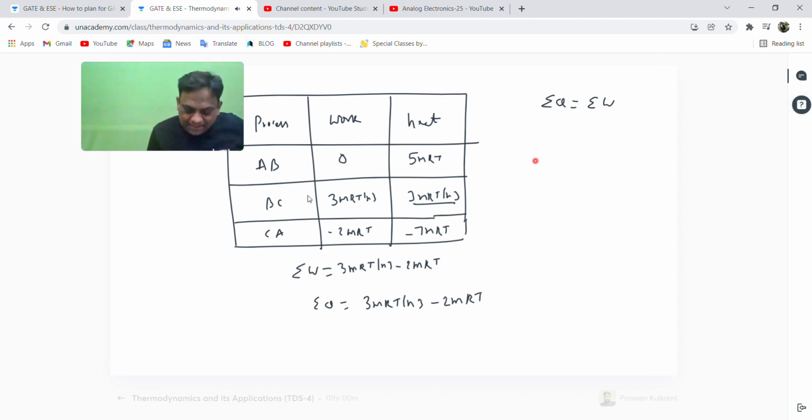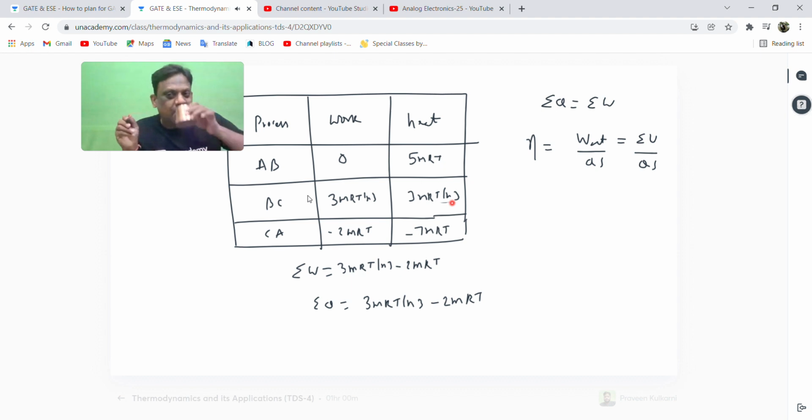So can anyone tell what is efficiency? Net work or sigma W by heat supply. Can anyone tell what is the heat supply? Purposefully I have done this question. Do you know why I have done this question? Because different processes, different heat transfers, different work transfers, all have come into it. That's why a single question is giving most of the things.